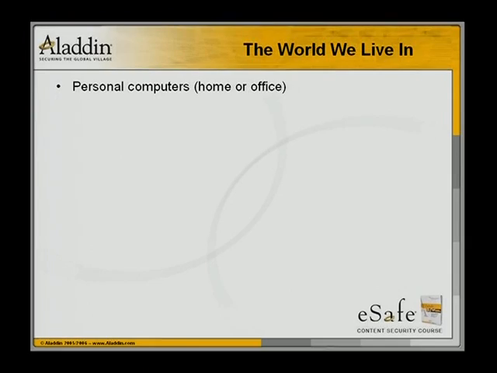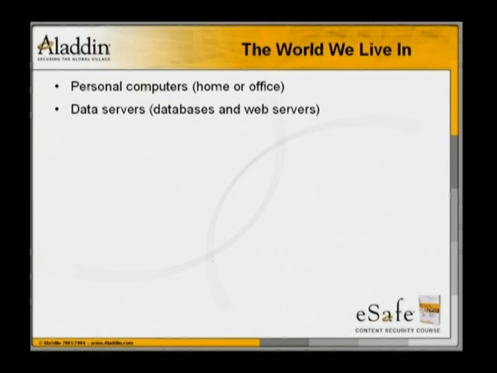Okay, so the world we live in basically comprises a lot of electronic devices. One of which that we can see is personal computers. It can be either in the home or in your office. Another type of electronic device is data servers. Think of the World Wide Web, CNN.com. This is a web server. Think of a big database that holds your bank account records. This is another type of server.